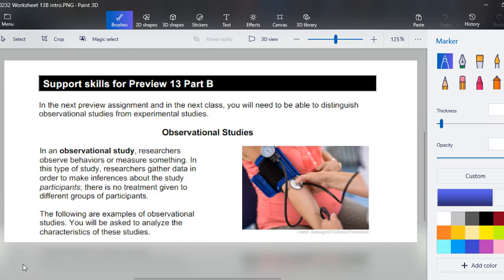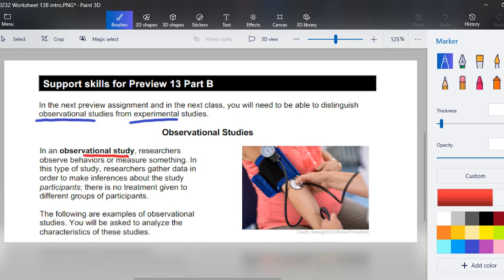Welcome back. We're now at lesson 13B. In the next preview assignment and in the next class, you will need to be able to distinguish observational studies from experimental studies. I've been reminding you to start flashcards or a glossary or a Google document, something where you're keeping up with all of these words. And here are a couple more words that you need to add to that list.